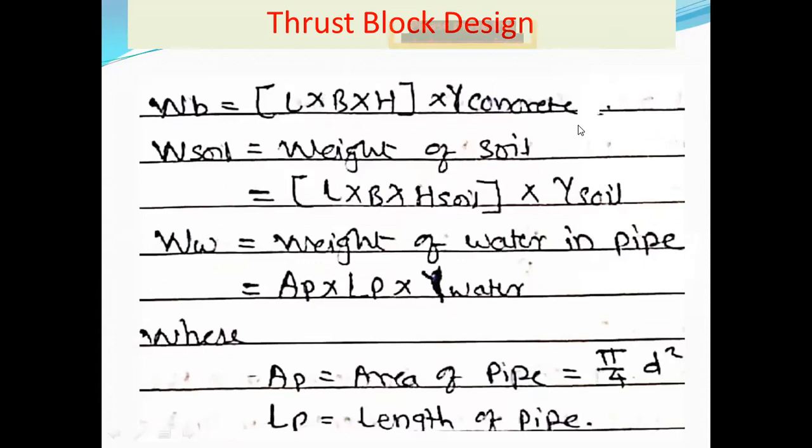Write down these formulas to find out the WB, then W soil and WW. WB is equal to LBH. What is LBH? LBH are the dimensions of the thrust block. So here you can draw a small diagram somewhere near this formula, and you can show the dimensions of the thrust block there for your understanding purpose. Okay.